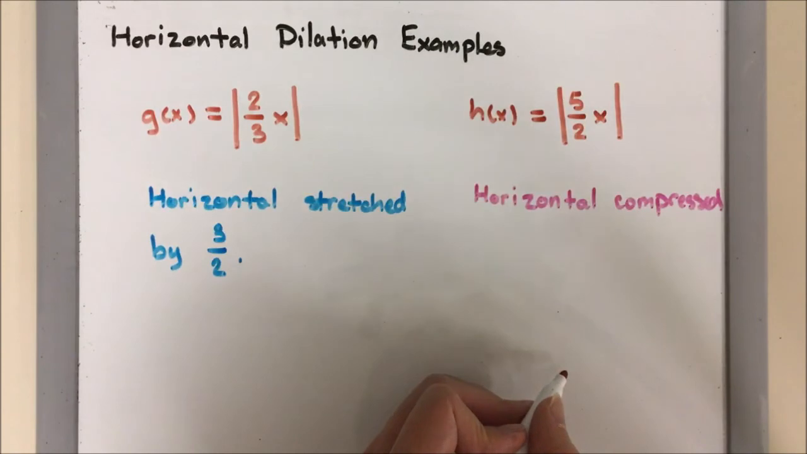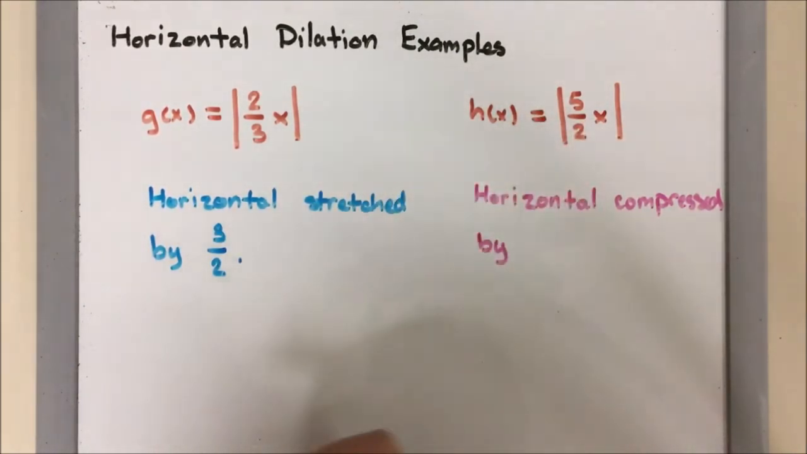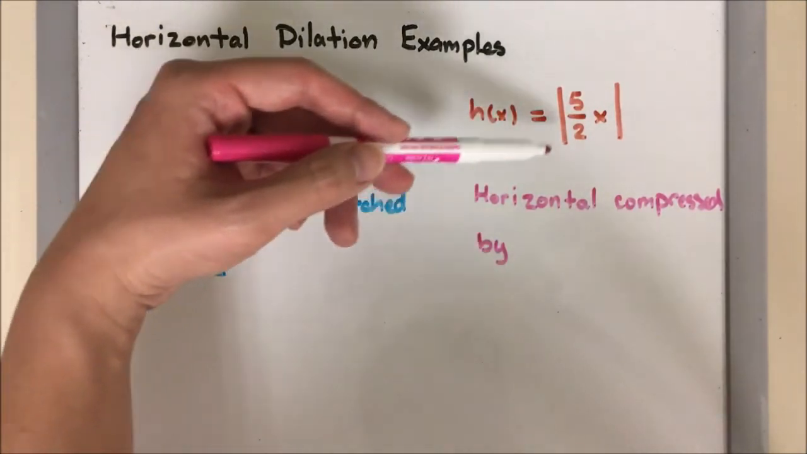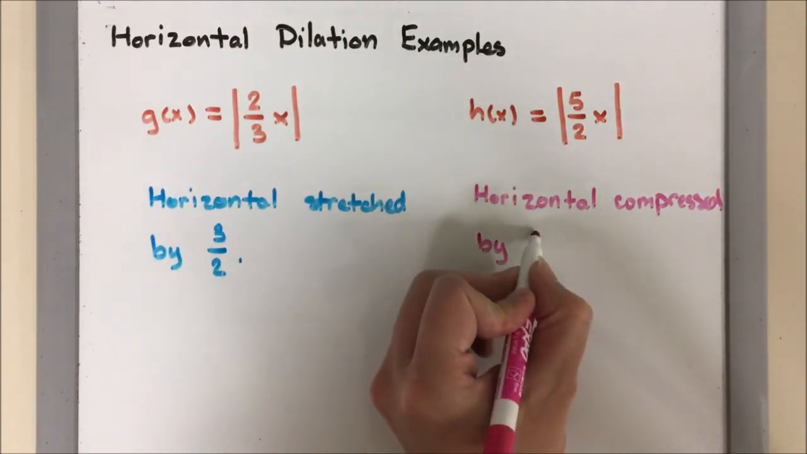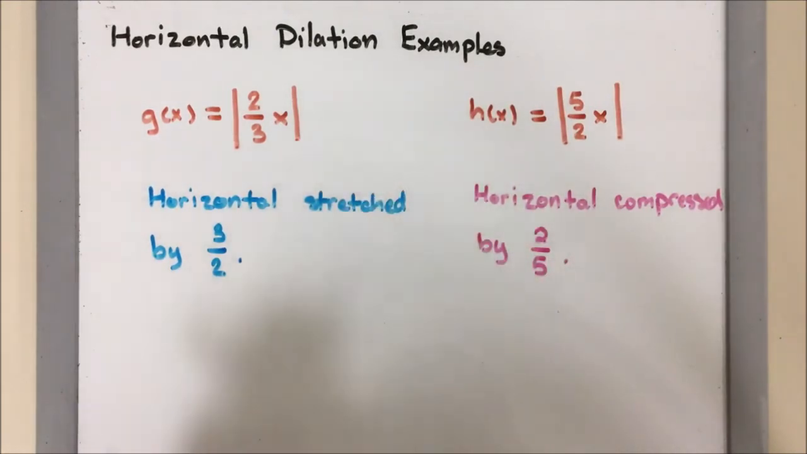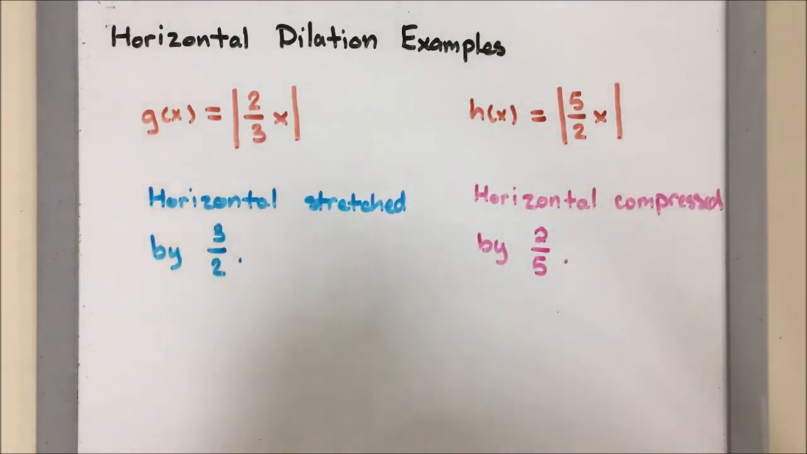So horizontal compress by, since it's 5 over 2, when we're doing horizontal, and again, this is only for horizontal, we're going to do the reciprocal of the fraction. So instead of 5 over 2, I'm going to say 2 over 5. So horizontal compress by 2 over 5. And like I said before, we do the reciprocal only for horizontal.